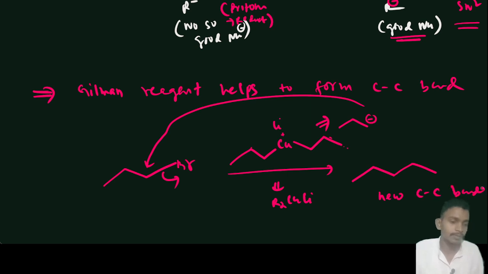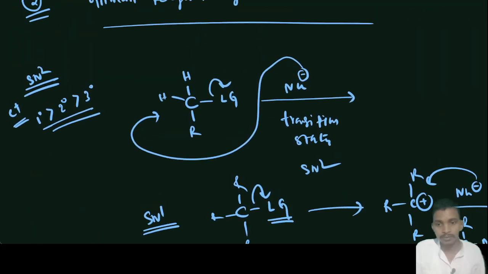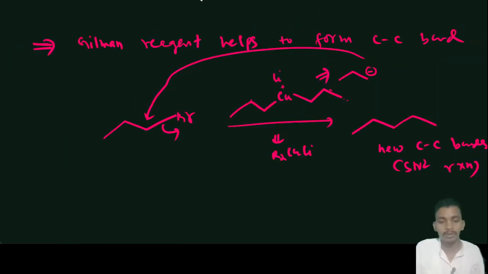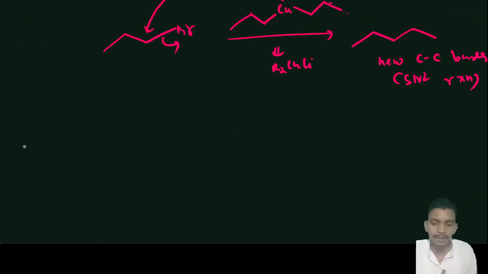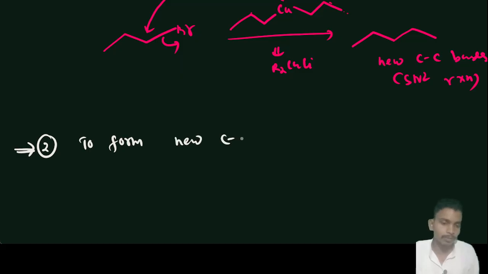This is one type of SN2 reaction. In that case, we can use Gilman reagents to form the carbon-carbon chain, or new carbon-carbon bonds. So if you have to increase the chain, it is a good option to take Gilman reagents. So this is the next use of Gilman reagents. The second use of Gilman reagent is to form new carbon-carbon bonds.